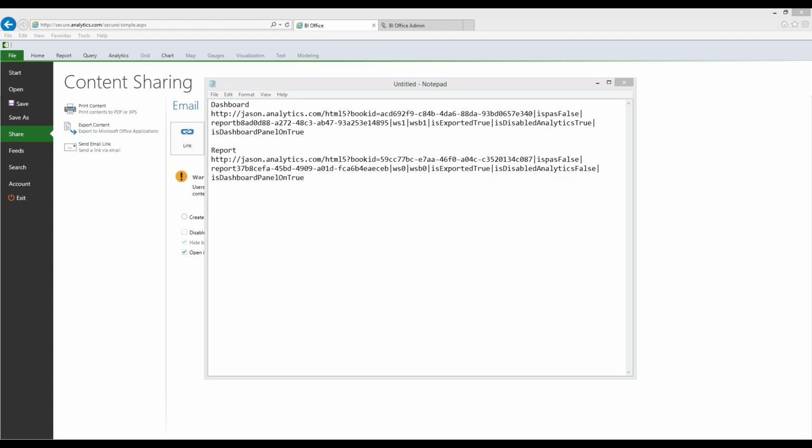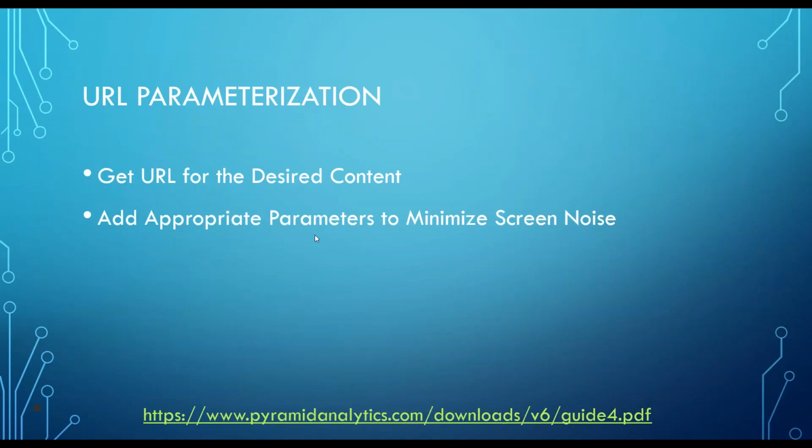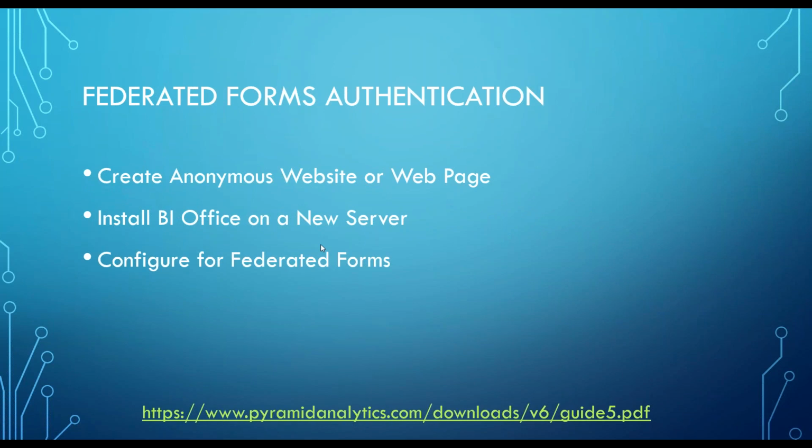You have to grab that URL and then potentially make some modifications to the URL parameters to get rid of all the screen noise, all the other capabilities. All right, step number 4, and this is actually the most difficult step, is to set up federated forms authentication.